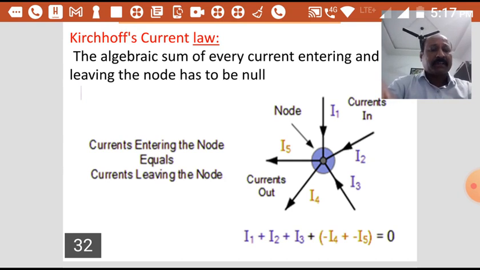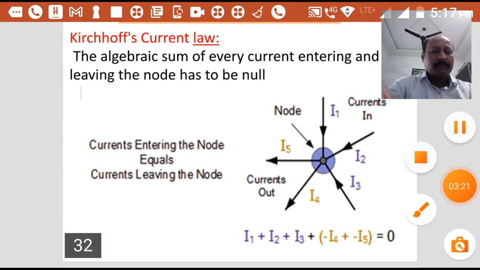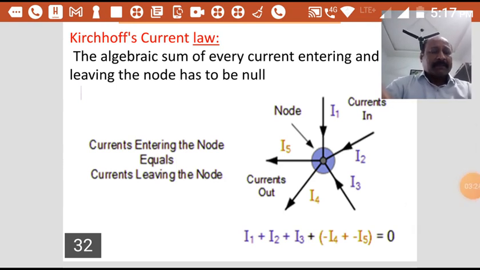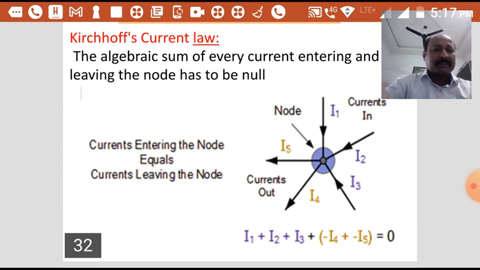So in the figure there are 5 currents: I1, I2, I3, I4 and I5. I1, I2, I3 are coming towards the node. That's why these currents are called incoming current. Which currents are called incoming current? The direction of the current towards the node, that is called an incoming current.